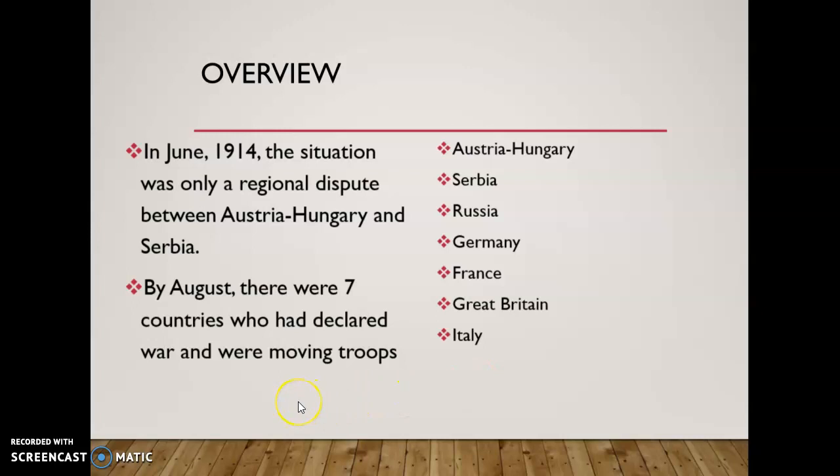However, by August, because of all those different power blocks that we did on those maps, there were 7 countries that had declared war and were moving troops. And those countries were the Austro-Hungarian Empire, Serbia, Russia, Germany, France, Great Britain, and Italy.